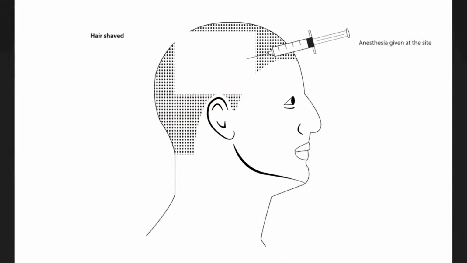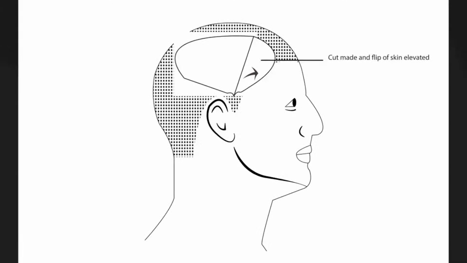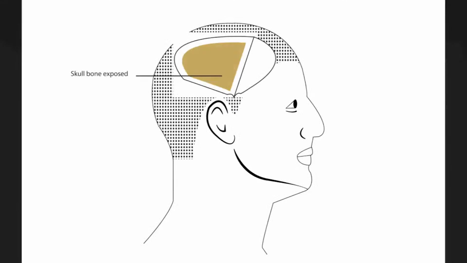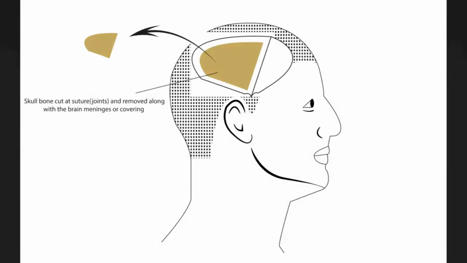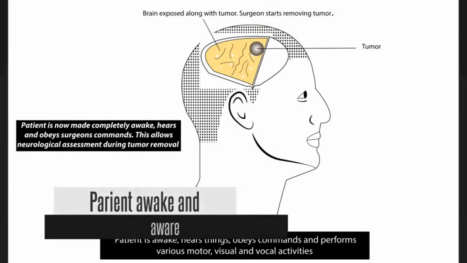Let me explain to you exactly what happens during awake craniotomy. Hair is shaved and the incision site is infiltrated with local anesthesia. Skin flap is elevated. Skin flap is reflected, exposing underlying bone. Bone is removed and underlying brain with its coverings are exposed. The brain coverings called meninges are opened. Now brain is exposed along with tumor.